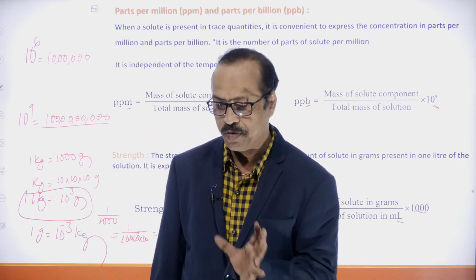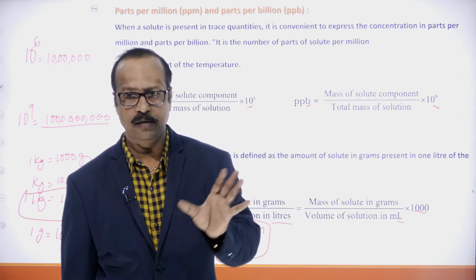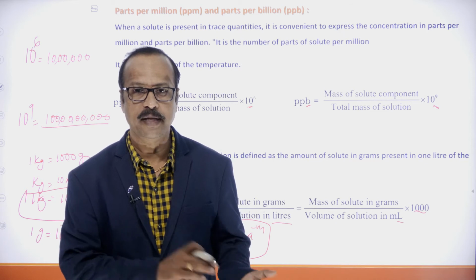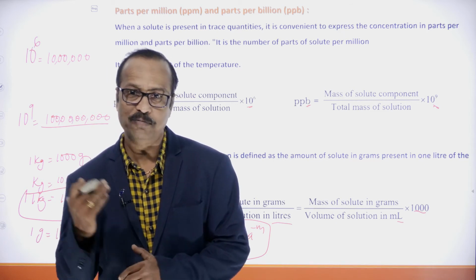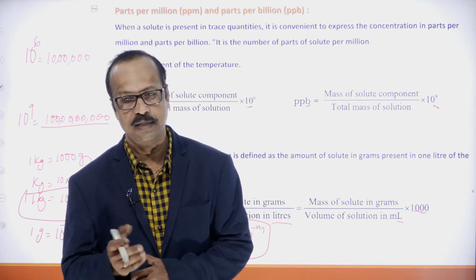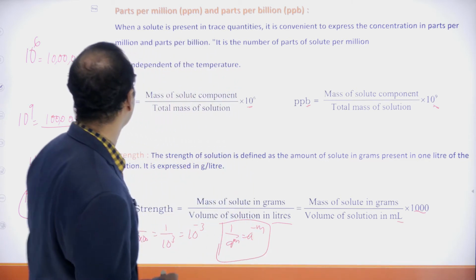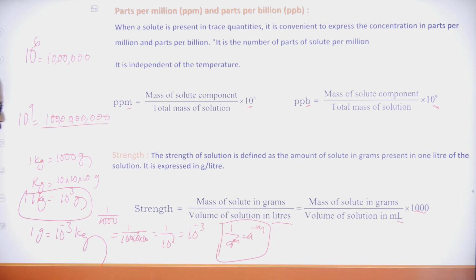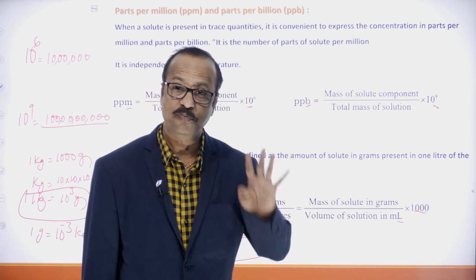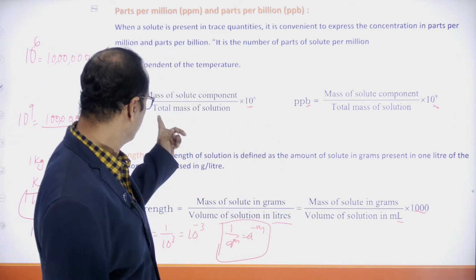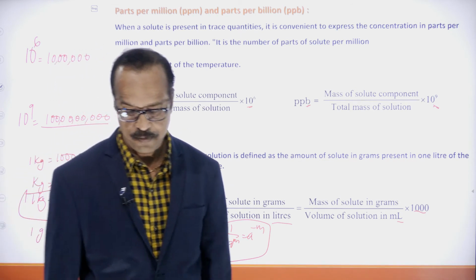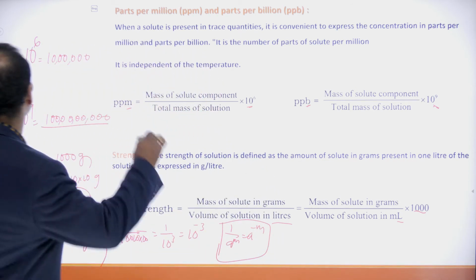You should know how to convert from milligrams to grams or grams to kgs. Similarly, milliliters to liters, liters to kiloliters. So this is parts per million and strength. The first 4 we completed, and now with these 2 terms, 4 plus 2, 6 are done. Then go to the next one.